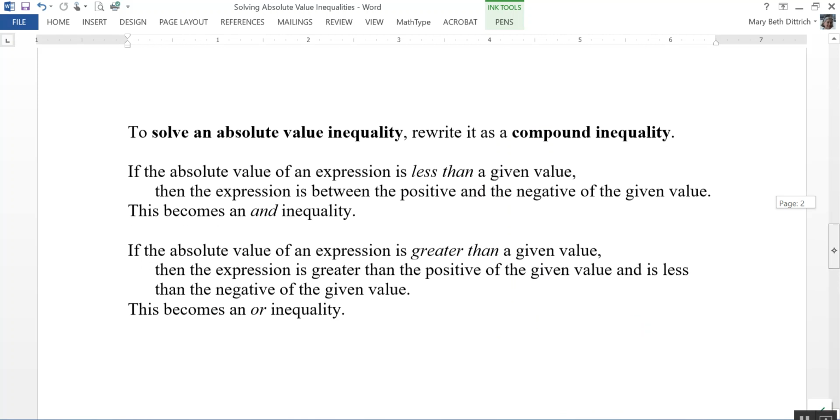To solve an absolute value inequality, we're going to rewrite it as a compound inequality. If the absolute value of an expression is less than a given value, then the expression is between the positive and the negative of that given value. This becomes an and inequality. If the absolute value of an expression is greater than a given value, then the expression is greater than the positive of the given value or less than the negative of the given value. This becomes an or inequality.